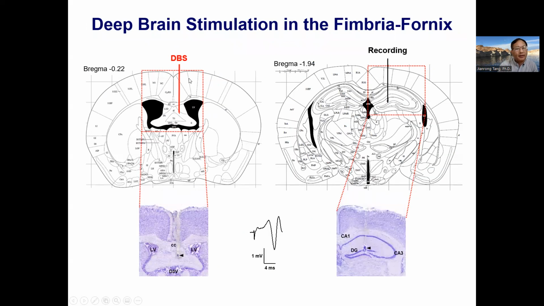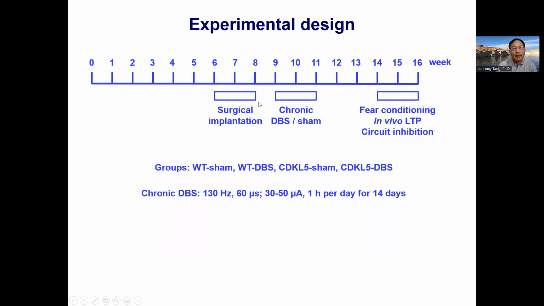So Song implanted the DBS electrode in the fornix under the guidance of evoked potential recordings in the dentate gyrus. We implanted the electrode at the age of 6 to 8 weeks. Then we have 2 weeks of chronic DBS or sham control treatment. 3 weeks later, we evaluate the effect on fear conditioning, in vivo LTP, and the circuit inhibition. Of course, we have 4 groups. We use the DBS parameters which are typically used in the clinic.